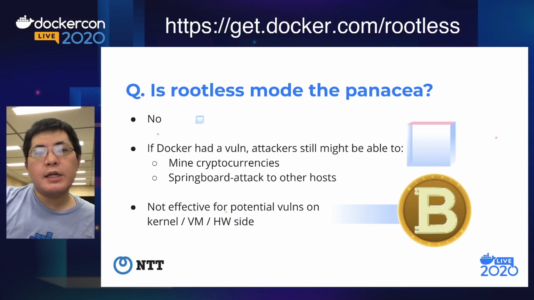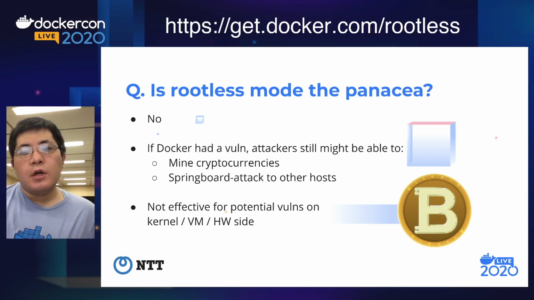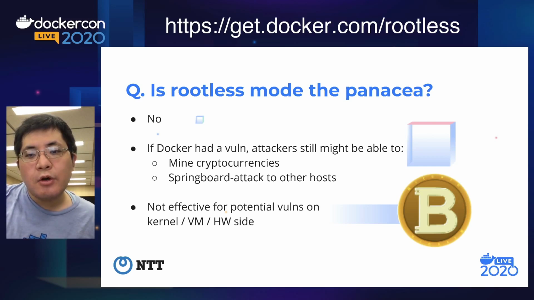The next question is, is Rootless mode the panacea that solves all the problems? The answer is no, definitely no. If Docker has a vulnerability, the attacker still may be able to dig out cryptocurrencies like Bitcoin, or abuse the host as a springboard to attack other hosts on the internet for the sake of hiding the attacker's real IP address. And also, Rootless mode is not effective for vulnerabilities of kernel or VM or hardware.